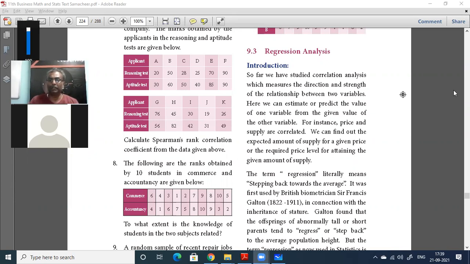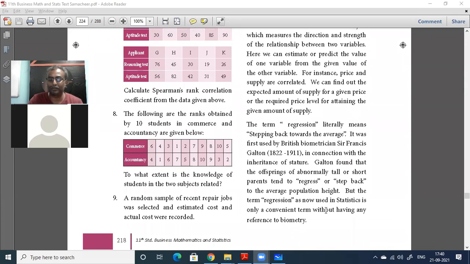New term, regression. Okay. Now, don't get confused by this term regression. Regression means going backward, backsliding. Christians talk about backsliding. Like that, going back to where? Going back to the average. Okay, that's the idea. Actually, Sir Francis Galton started this thing, regression. He was a biometrician. What he found was that abnormally tall people or abnormally short people, if they get married and have children, the children tend to regress or backslide to the average population height. They go back to the average. Okay, that is what he used to talk about regression.